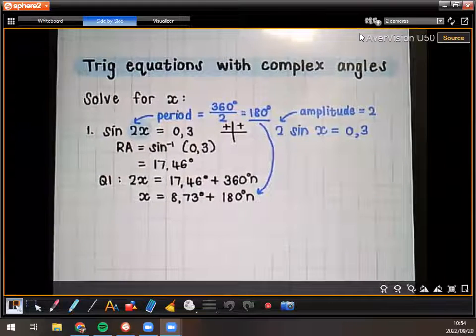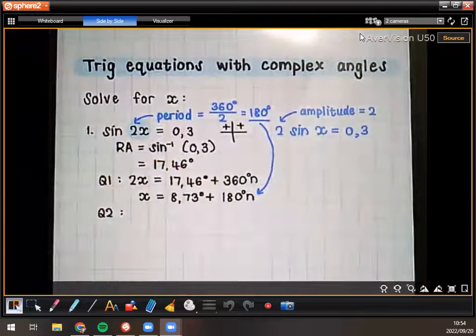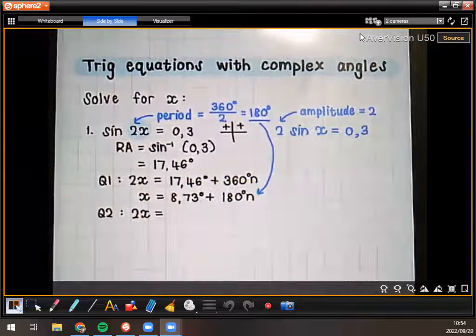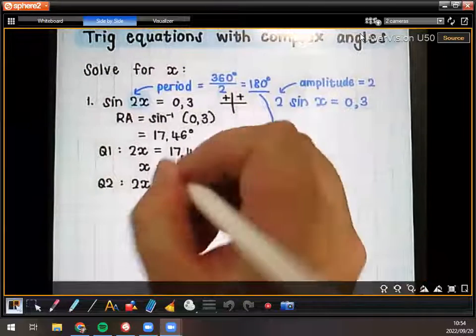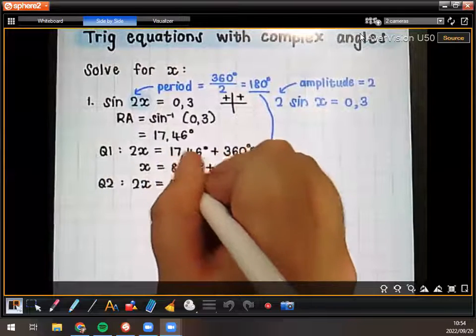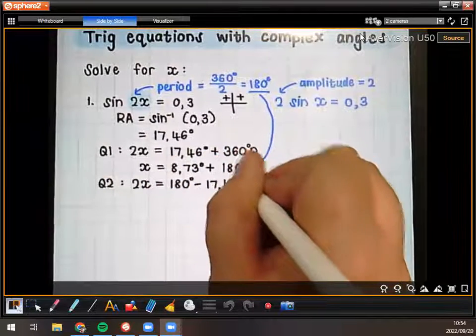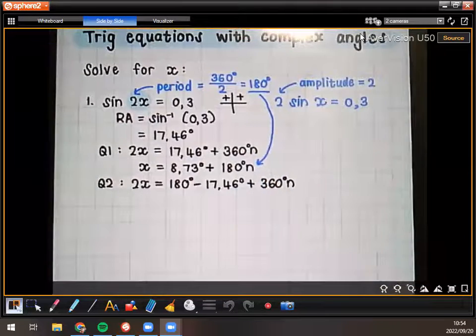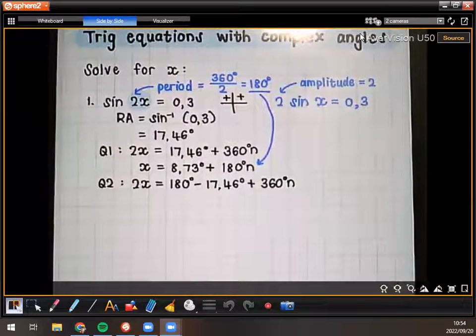Okay, we're going to do the same thing for our quadrant 2 solution. Quadrant 2, again, the angle was 2x. So we have to say 2x is equal to, what do we do in quadrant 2? 180 minus the reference angle. So 180 minus 17.46 plus 360n. So guys, at first you always do the normal period that you have, always 360n, and then if you multiply by 2, you do that afterwards.